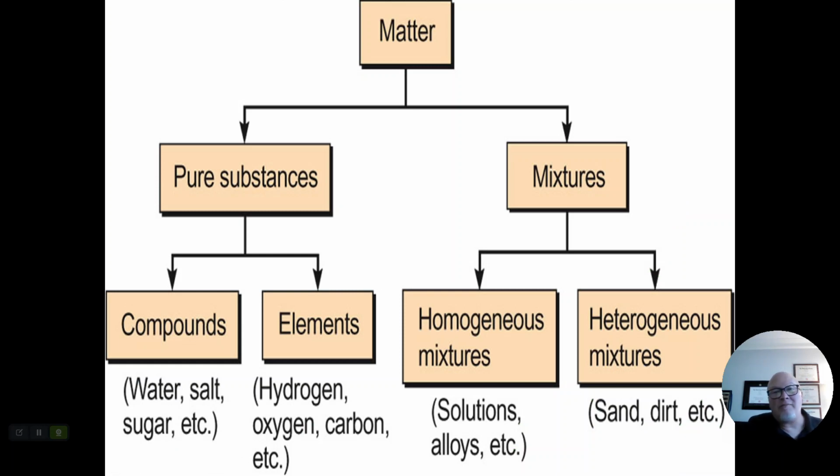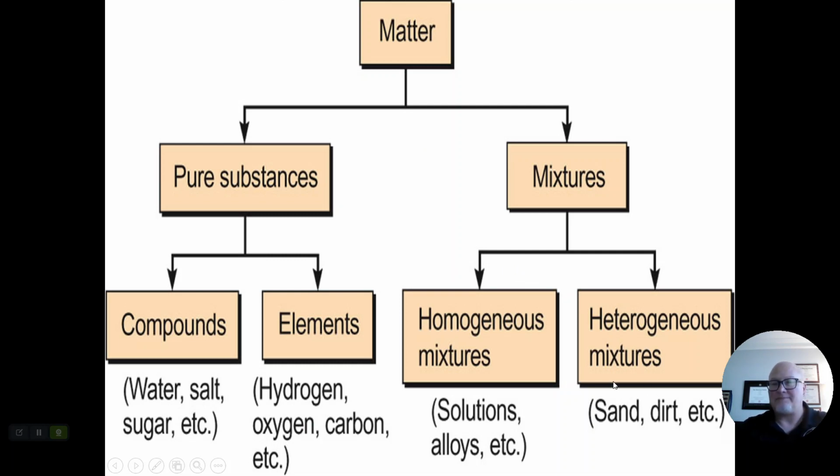So if we take all of matter, we can separate it into 2 different types of things: pure substances and mixtures. Pure substances could be either compounds or elements. Compounds are things that are chemically combined, like water, sodium chloride, glucose, or any other sugars. I can take them apart chemically, but I can't take them apart physically, so we still consider it a pure substance. Or the elements: hydrogen, helium, lithium, beryllium, etc. Those cannot be taken apart either. So those are pure substances.